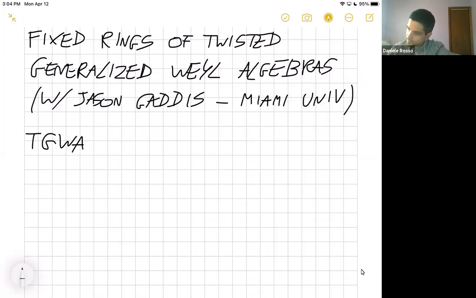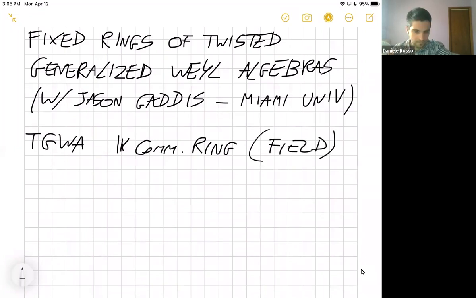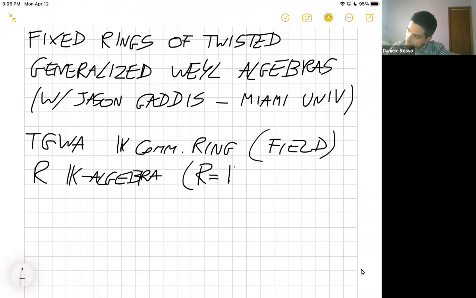So we're going to need K to be a commutative ring. If you want, you can take a field. In fact, in my mind, it's usually a field. And then we need a K-algebra, associative unital, which I'm going to call R. Again, in my mind, usually this is just polynomials, but it does not necessarily need to be commutative, although things are a little easier when it's commutative. And then we are going to take a positive integer n.